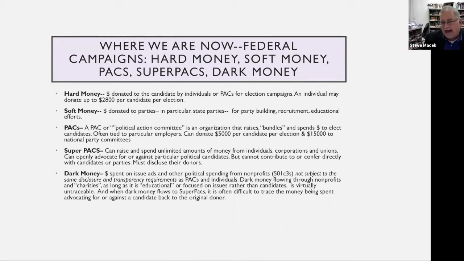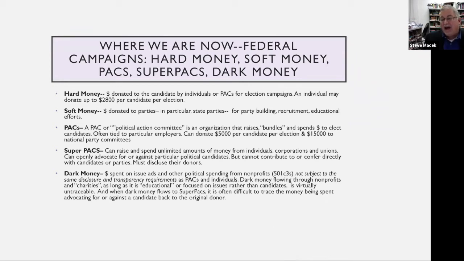PACs, or political action committees, are organizations that raise, bundle, and spend money to elect candidates. They're often tied to particular employers. So for example, Ford Motor Company will have a PAC, Google will have a PAC, 3M will have a PAC. And PACs can donate $5,000 per candidate per election, and up to $15,000 to national party committees.